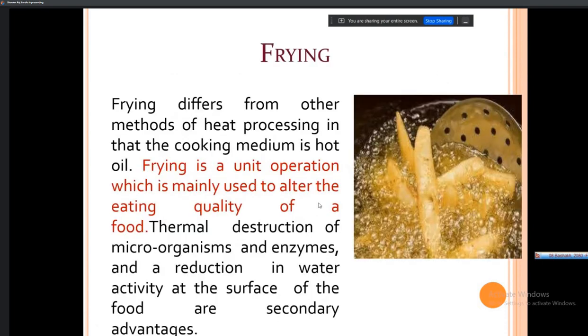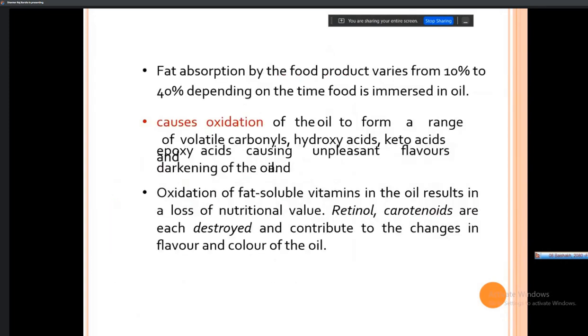Okay. So then let's go to frying. It is common, and frying is a unit operation which is mainly used to alter the eating quality of the food. The thermal destruction of microorganisms and enzymes, and a reduction in water activity at the surface of food are secondary advantages of frying. And in frying, the fat absorption by the food products varies from 10 to 40%, depending on the time the food is immersed in oil.